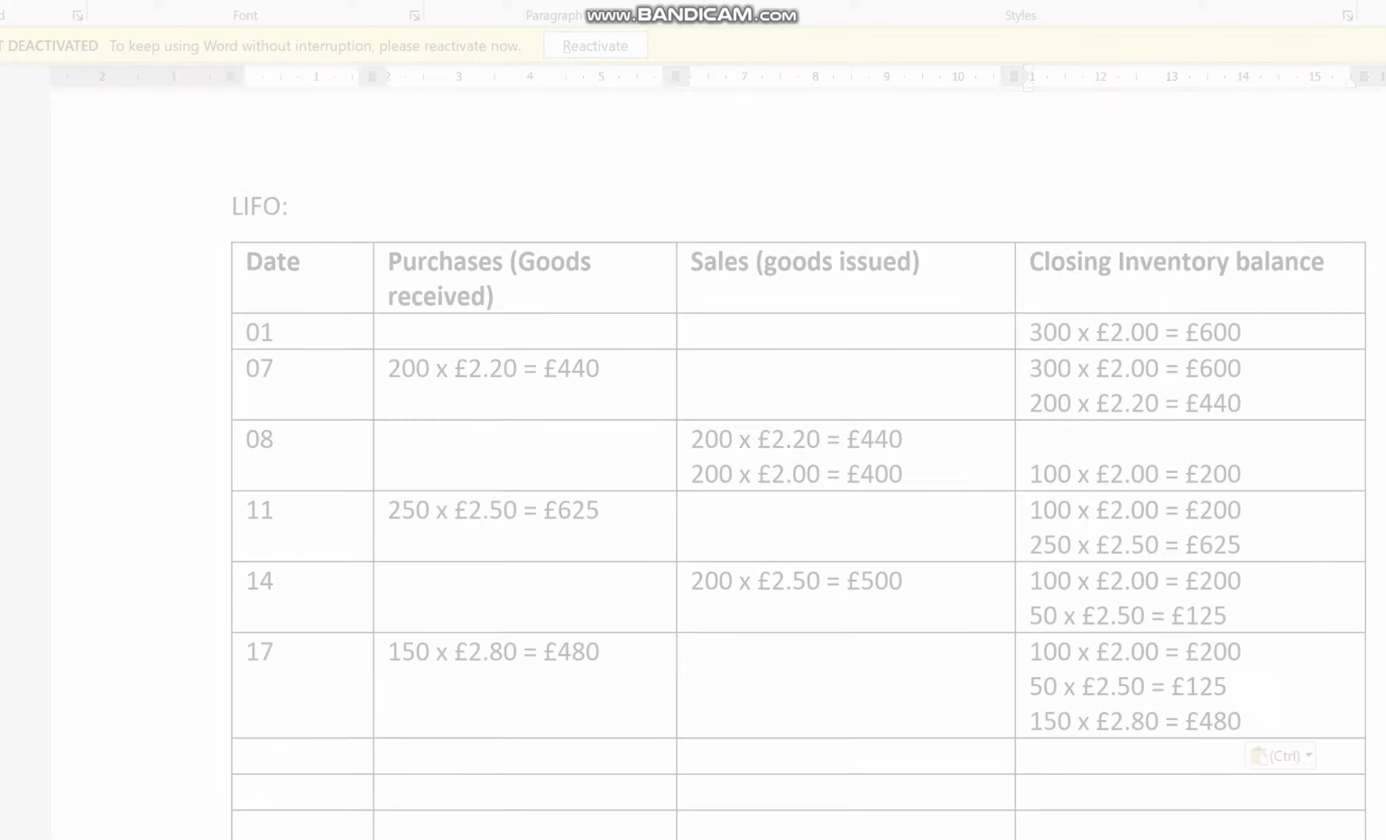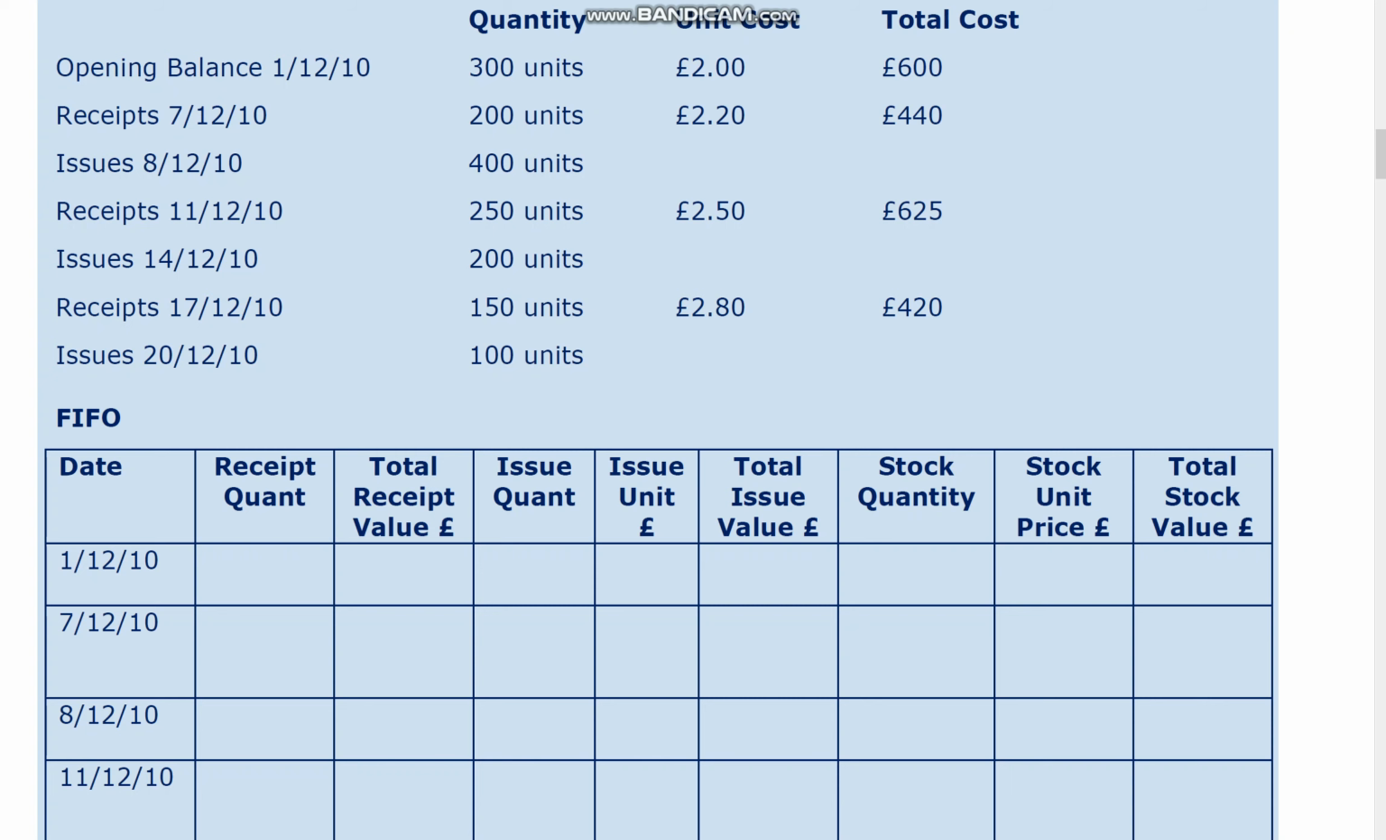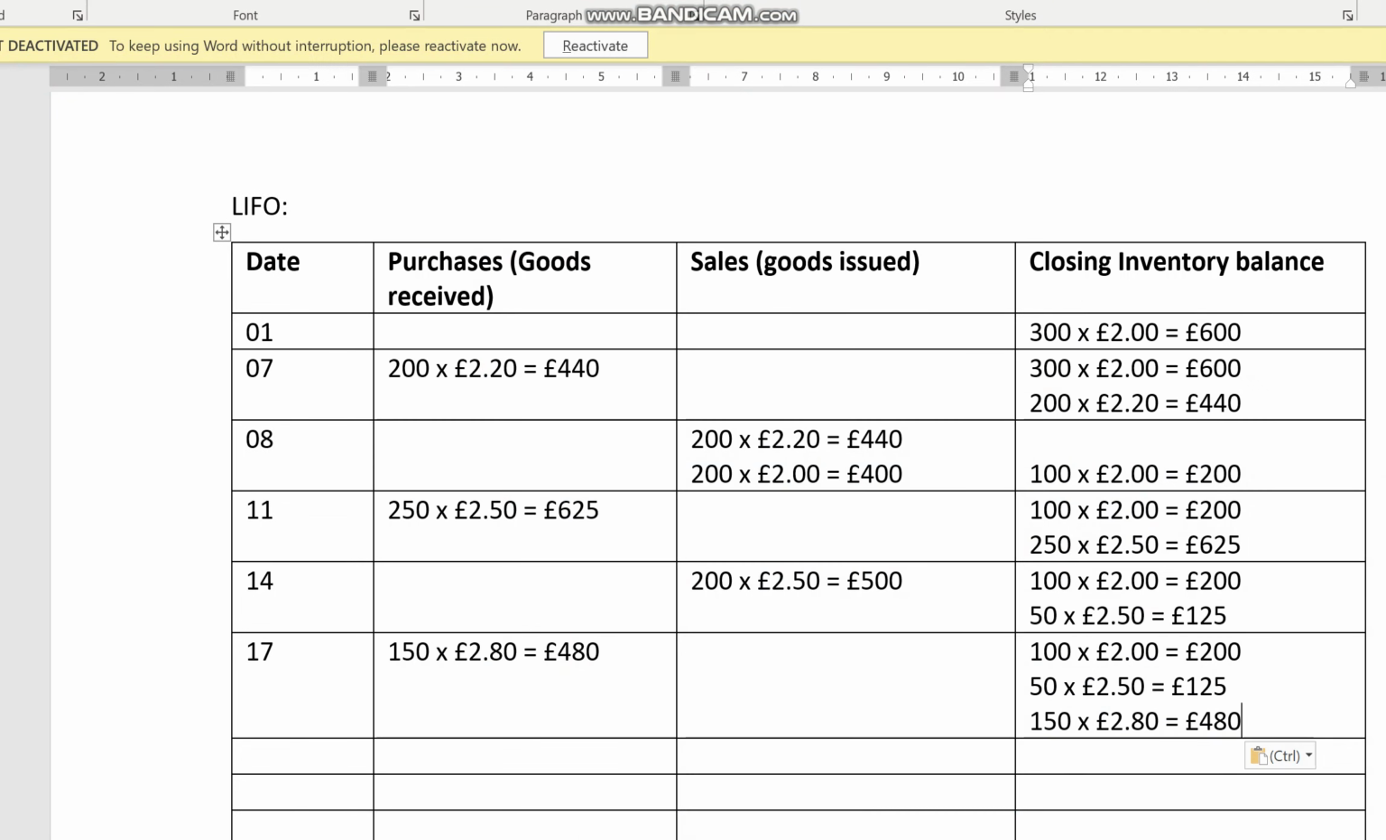So what happens on the next transaction? On the 20th, they sold 100 units. And again, ask yourself a question: last in, first out. And you know which units were last in. These 150 units, these were last in. So these 100 units will be picked up from the third lot, which was purchased at 2.8.